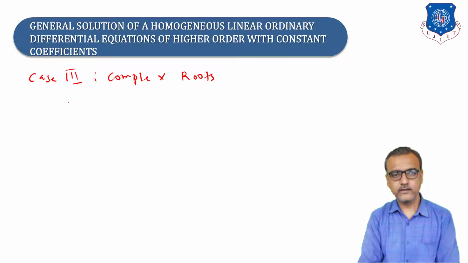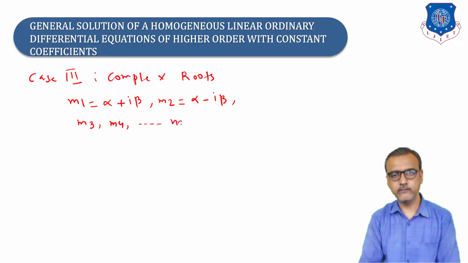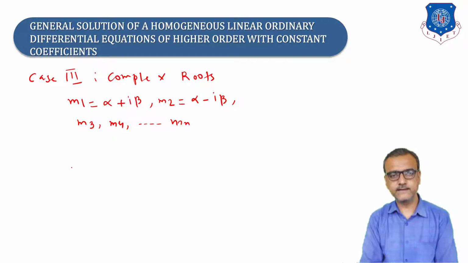If you get the values of m1 as alpha plus i beta and m2 as alpha minus i beta, and the remaining n minus 2 roots as real and distinct values, say m3, m4 up to mn. So in this case, how will you write down the general solution?